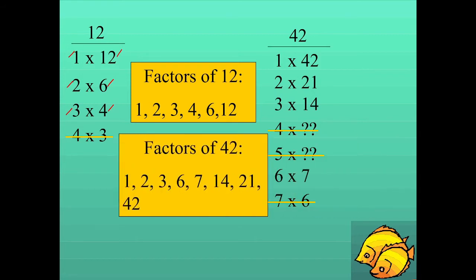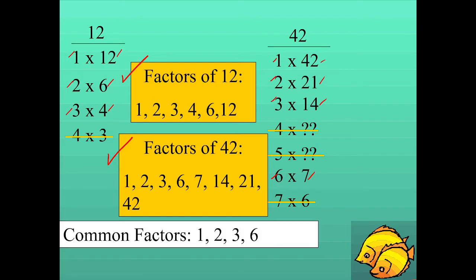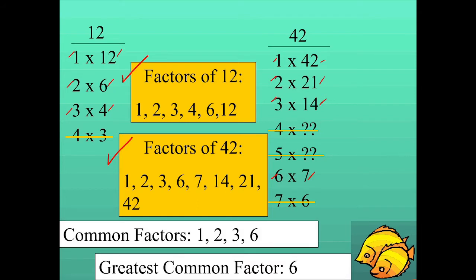So we have here all factors of 42: 1, 2, 3, 6, 7, 14, 21, and 42. Now, based on these factors, what is the greatest number that is common between them? What number is that? 6. The number 6.